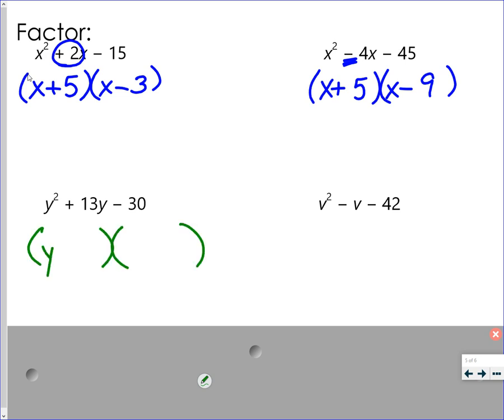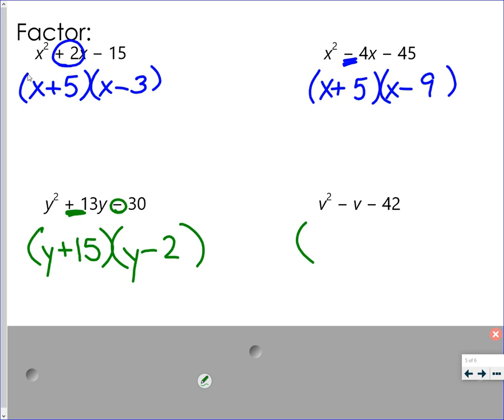So here we've got y's instead of x's, no big deal. This tells me different signs, so one's plus and one's minus. Numbers that multiply to be 30 and subtract to be 13. I'm going to tell you right now, a whole bunch of people are probably thinking 10 and 3. But those don't subtract to be 13. They add to be 13. So what other numbers could multiply to be 30 besides 3 and 10? How about 15 and 2? 15 minus 2 would be 13, and I need more positives, so I'm going to put my big number here, smaller number there.